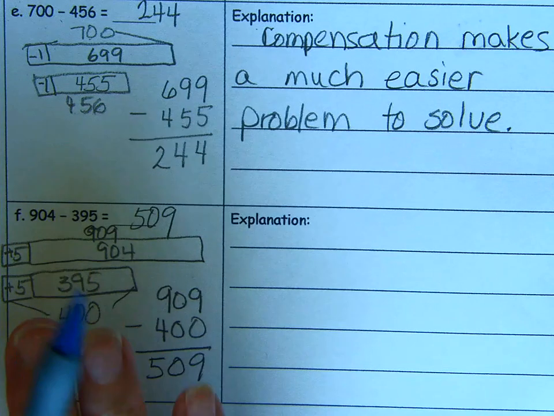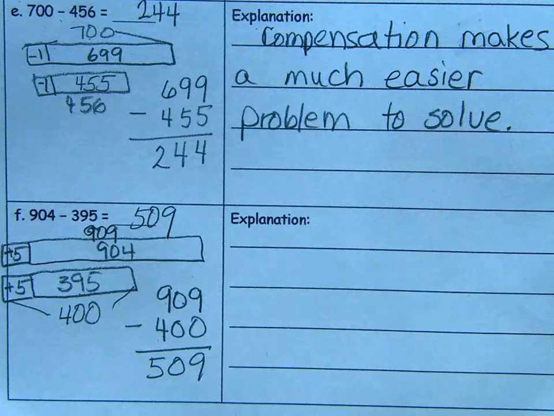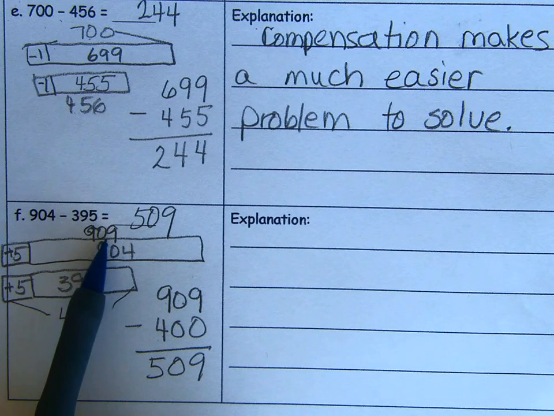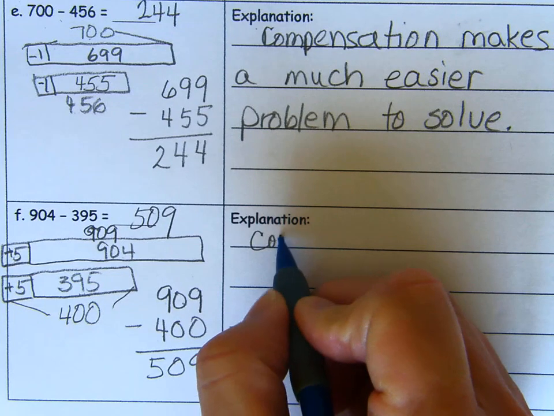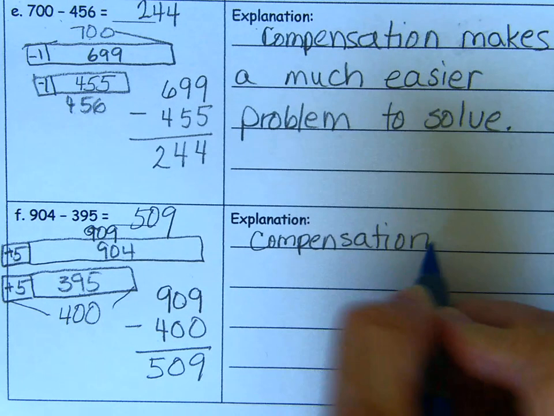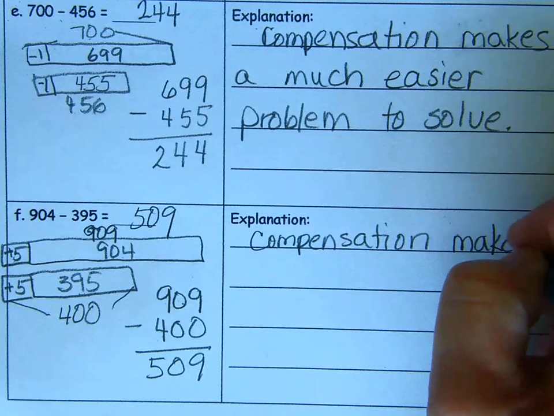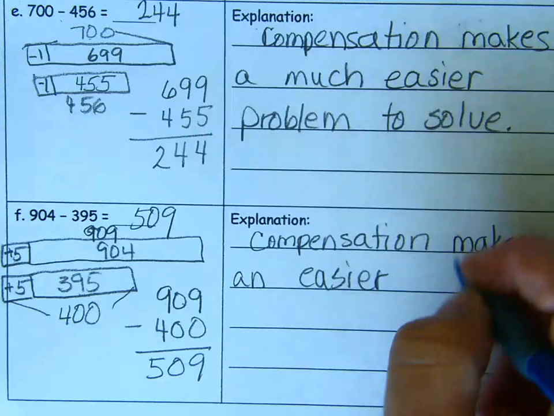Again, you could have used the standard algorithm. You could have used the chip model. You could have used the arrow way, either going backwards or forwards. But all of those are a little bit harder than just making an easier problem. Compensation is an excellent strategy sometimes. Compensation makes an easier problem to solve.